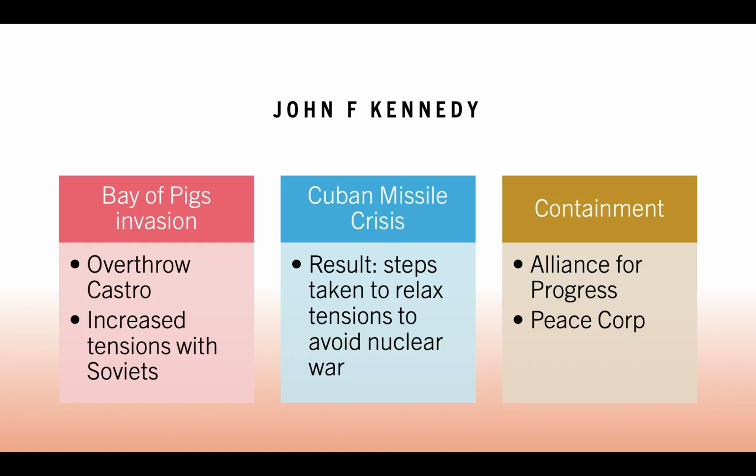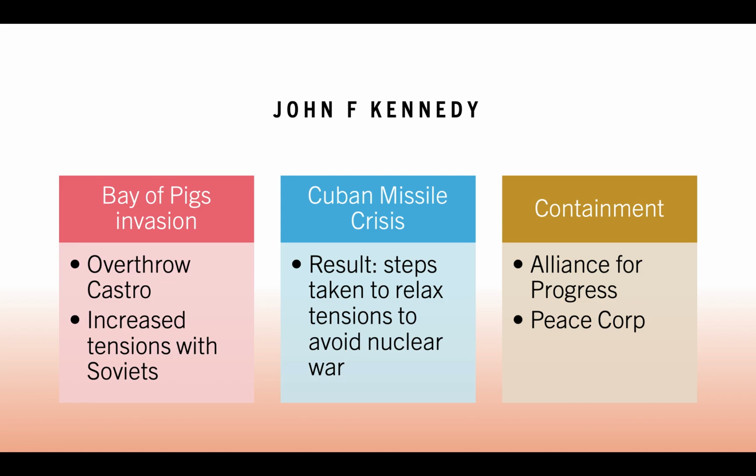When it comes to the presidency of John F. Kennedy, there are a few big pieces that we want to remember. John F. Kennedy is going to inherit that policy of containment. Remember, we're containing the spread of communism. One of the actions that he took to do so was the Bay of Pigs invasion. Remember, we were trying to overthrow Castro. The Bay of Pigs invasion in Cuba fails, and it increases tensions with the Soviet Union.